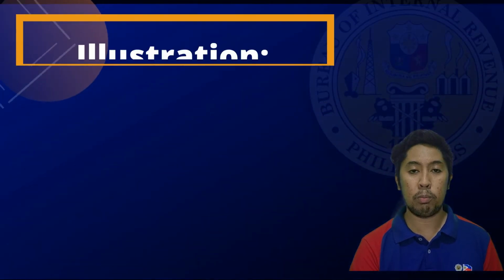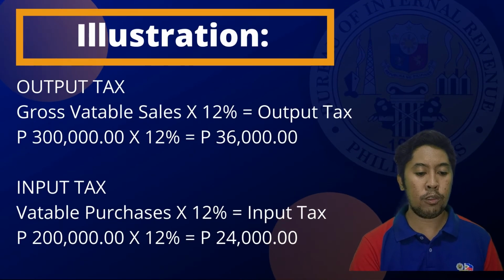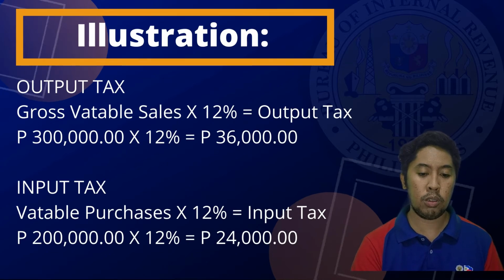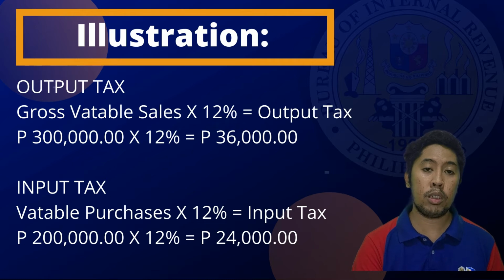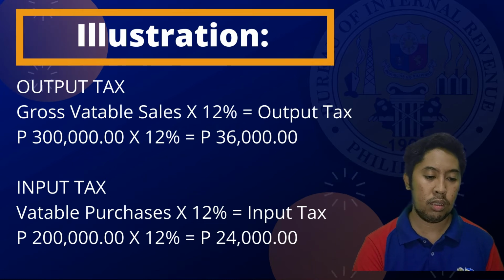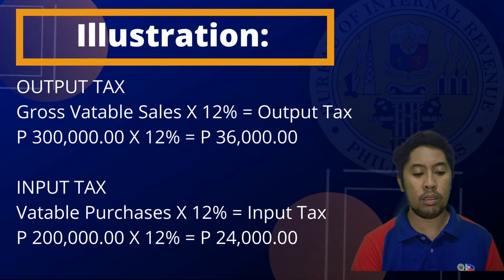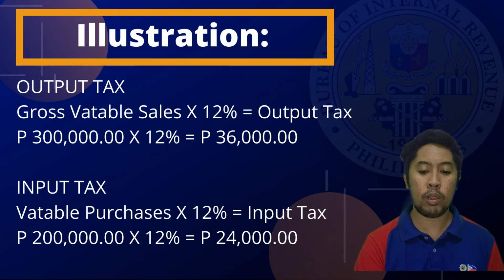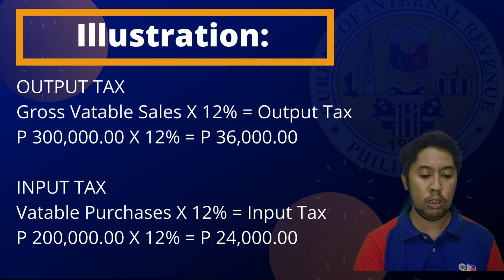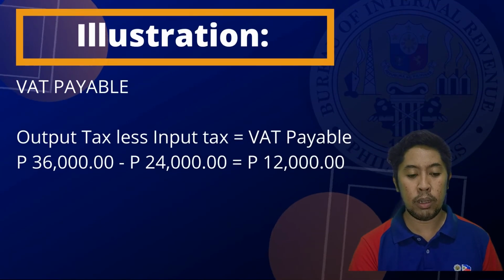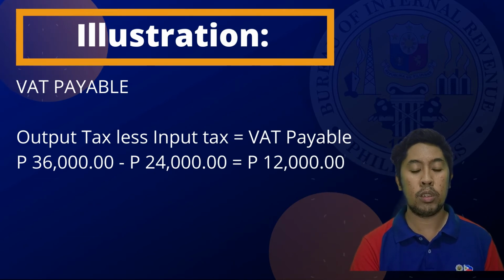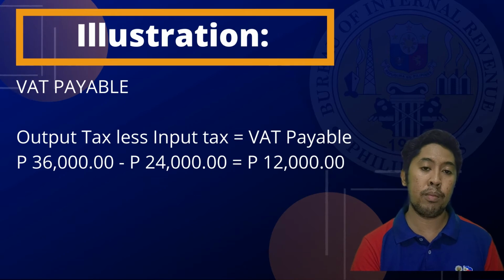Let's first compute the output tax. Gross VATable sales of 300,000 pesos times 12% would result to a 36,000 pesos output tax. For your input tax, gross VATable purchases of 200,000 pesos times 12% would come up to a 24,000 input tax. So your output tax of 36,000 pesos less your input tax of 24,000 pesos would result to a 12,000 pesos VAT payable.